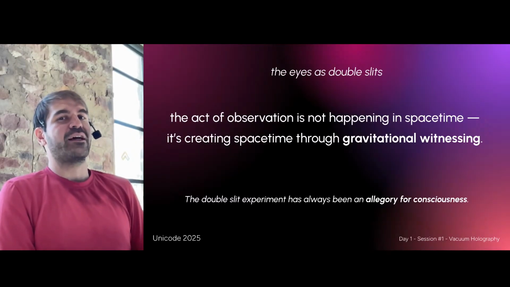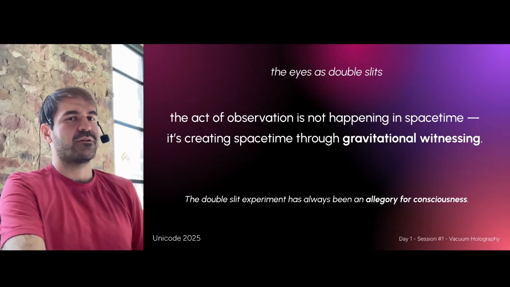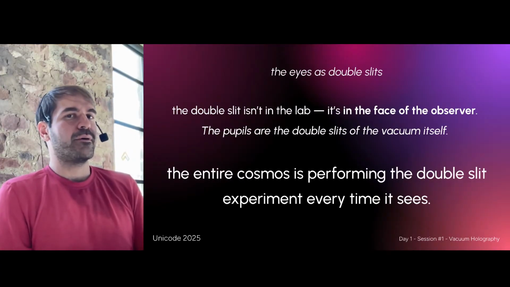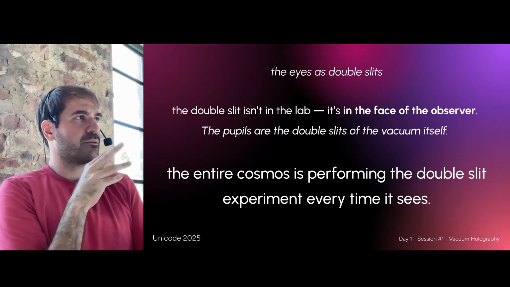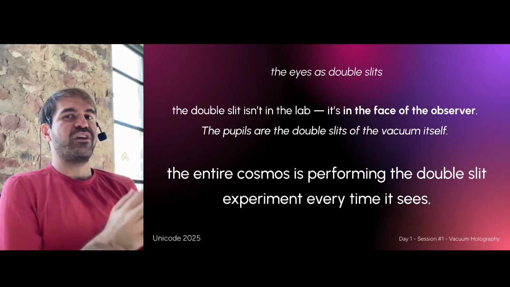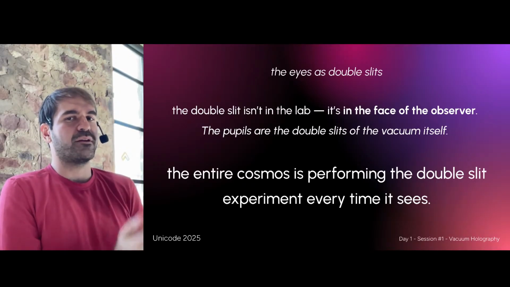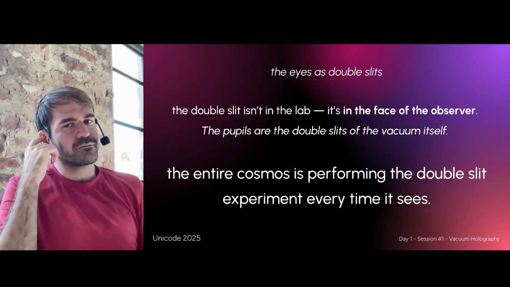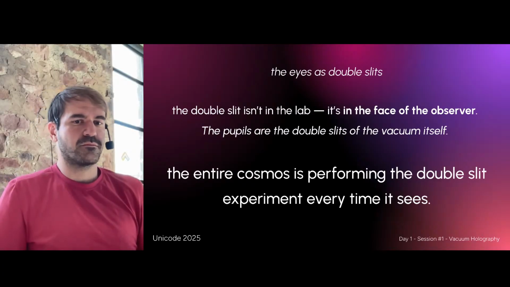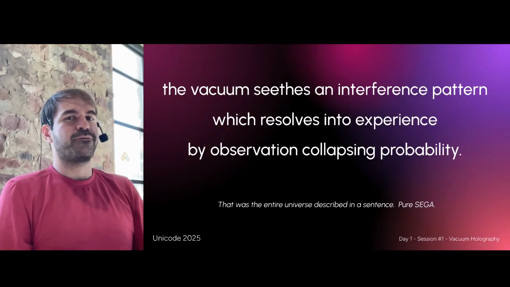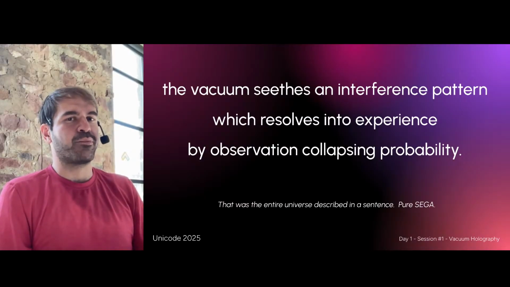The double slit experiment has always been an allegory for consciousness. The double slit isn't in the lab, it's in the face of the observer. The pupils are the double slits of the vacuum itself. The entire cosmos is performing the double slit experiment every time it sees. The vacuum seethes an interference pattern which resolves into experience by observation collapsing probability.